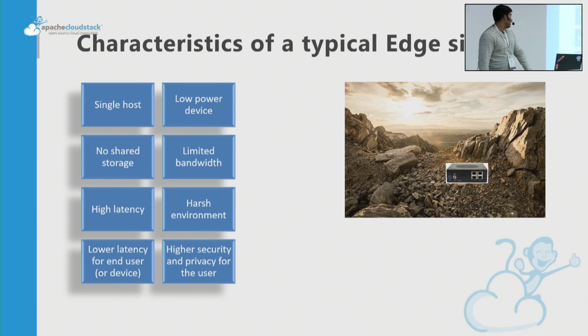Typical characteristics of an edge site. In most cases, it will be a single host, low power device that won't be sharing any storage, with everything fitted into one piece of hardware. There could be high latency in terms of connecting to the data center or main server, but it tries to offer lower latency or responsiveness for the end user. And then security and privacy matter, as we talked about in the morning about data protection and sovereignty. So this is something that definitely could help cloud operators going forward.